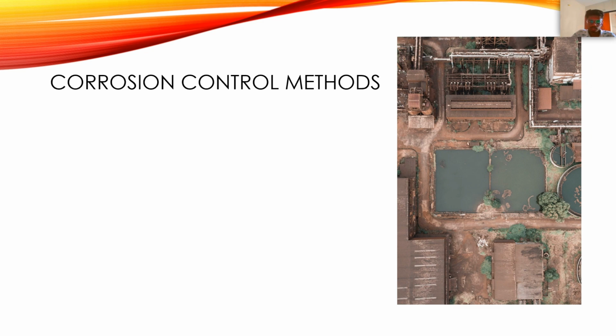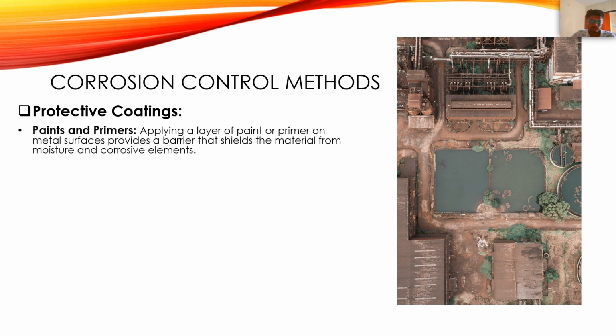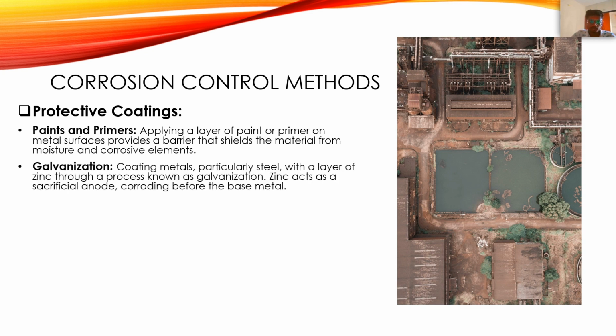Now let us talk about corrosion control methods. There are some corrosion control methods. We are going to talk about protective coatings, paints, and primers. Applying a layer of paint and primer on a metal surface provides a barrier that shields the material from moisture and corrosive elements.